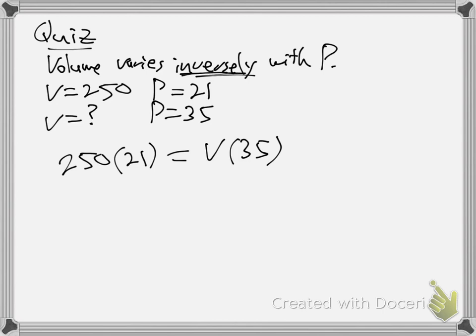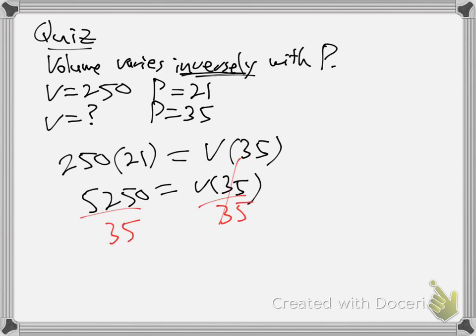All right, 250 times 21, what is that? 5,250. And V times 35, solve for V, last step. Divide by 35. V equals, I have no idea. Well, it's got to be that answer, 150. Just looking at it, it was answer C, 150. Is that good? So inversely, side by side, directly, two equal fractions.